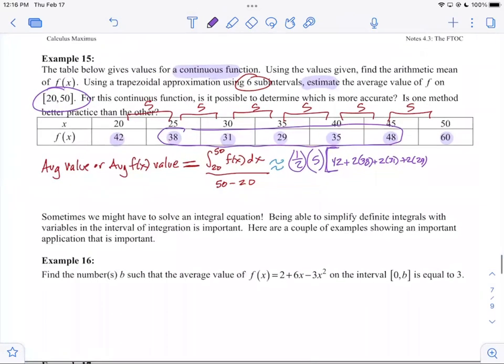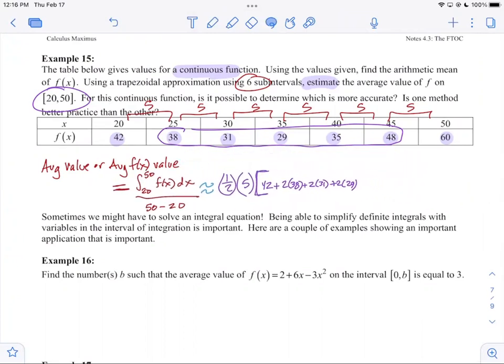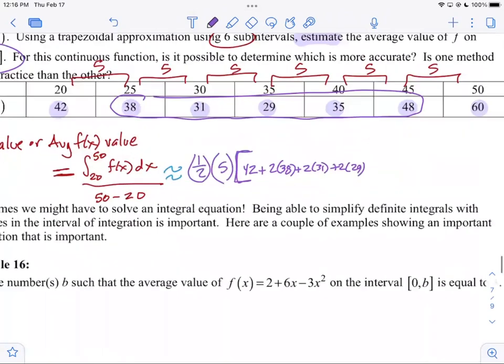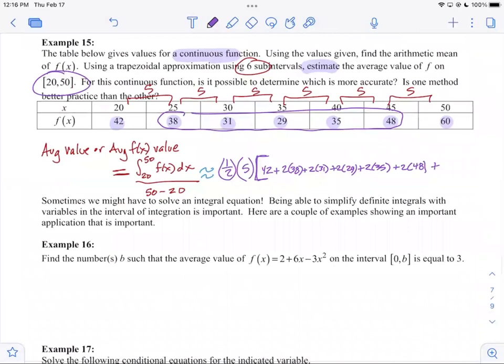And see, I'm going to have to make more space here, right? There we go. 2 times 29 plus 2 times 35 plus 2 times 48. There's the interior ones. And then plus 1 times 60, or just 60. Now there is the integral approximation, and I'll divide it by the width, which I'll just leave as 50 minus 20, right?